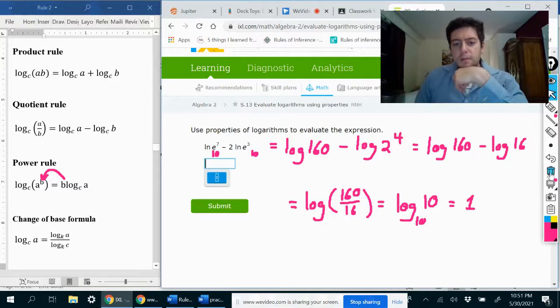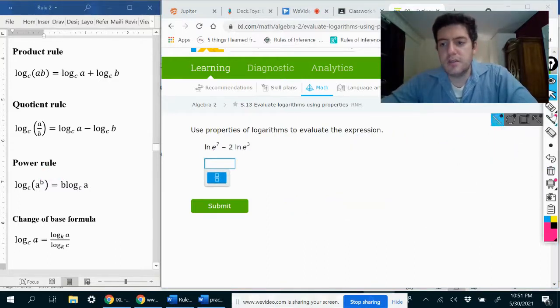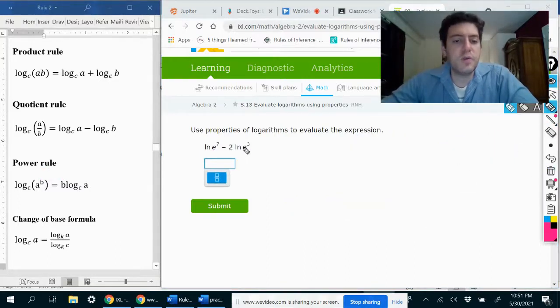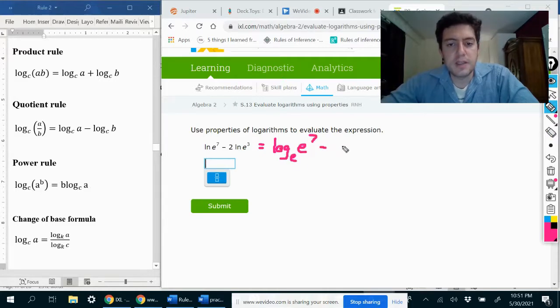All right, we can do basically the same kind of thing we did before. Again, we have a power rule example. So this is going to be the natural log of e to the 7th, which is really, when we say the natural log, we're talking about the log base e of e to the 7th minus the log base e of e to the 3rd to the 2nd.